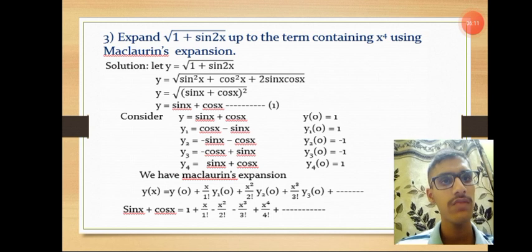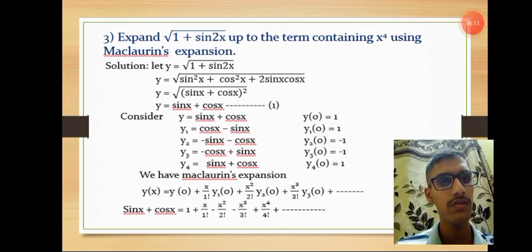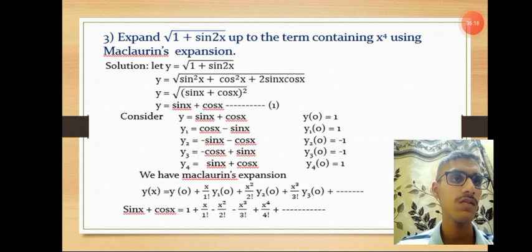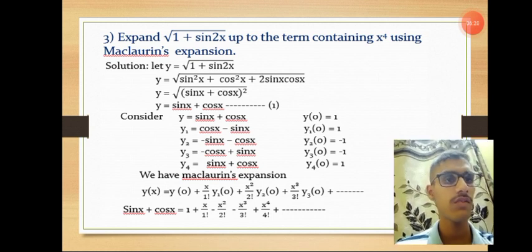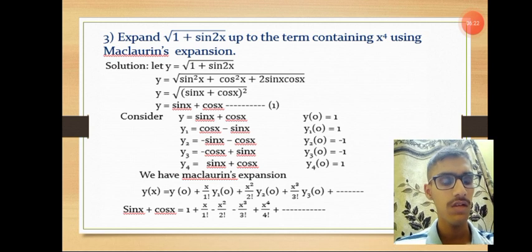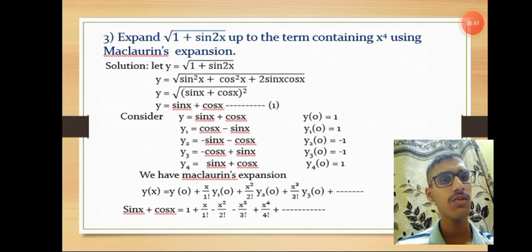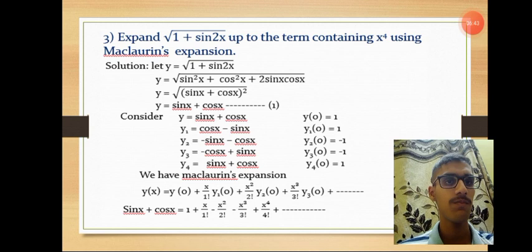We have to find the y1, y2, y3, y4 values and the consequent y1 of 0, y2 of 0, y3 of 0 and y4 of 0 values. Then after substituting in Maclaurin expansion we get y of x, that is sin x plus cos x, equals 1 plus x divided by 1 factorial minus x to the power 2 divided by 2 factorial minus x to the power 3 divided by 3 factorial plus x to the power 4 divided by 4 factorial.